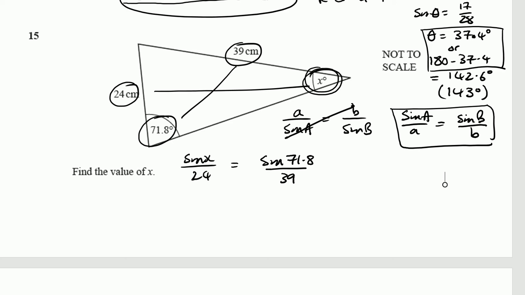If I multiply by 24 on both sides, I can get sine x equals 24 times sine 71.8 divided by 39. That's going to give me 0.5846. And then I take an inverse sine of that to get my final answer. X equals 35.8 degrees. On to the next question.